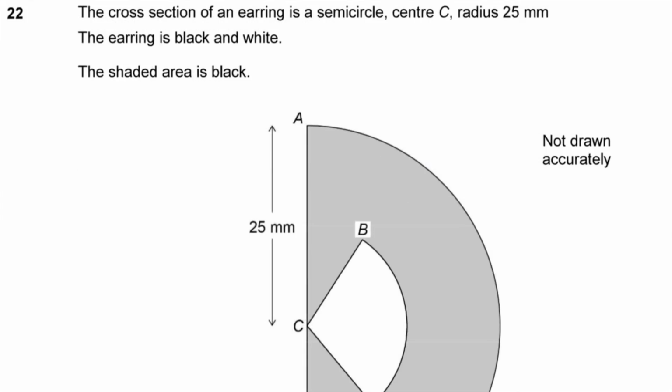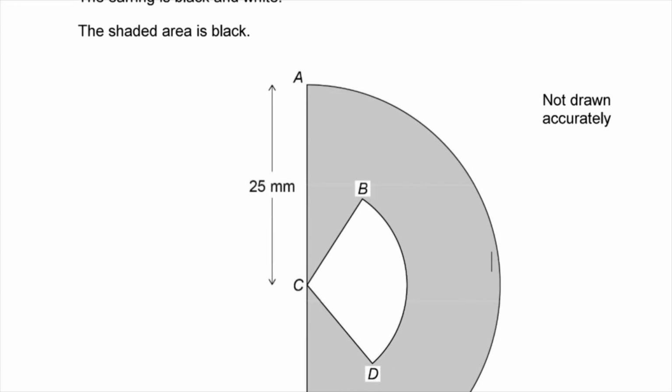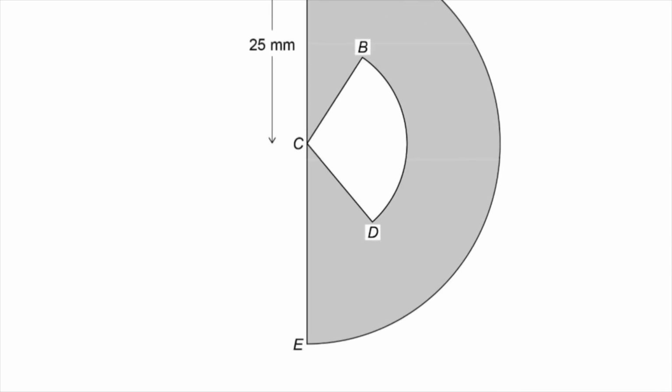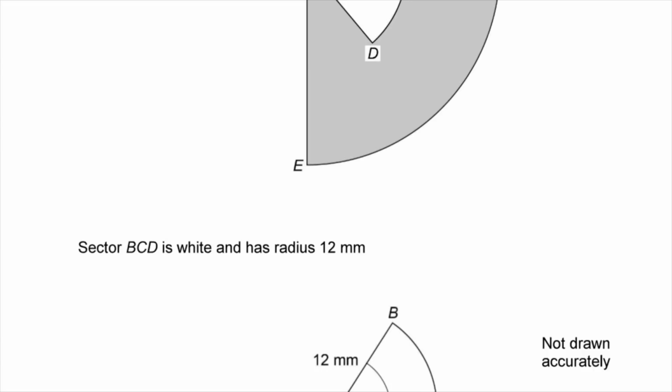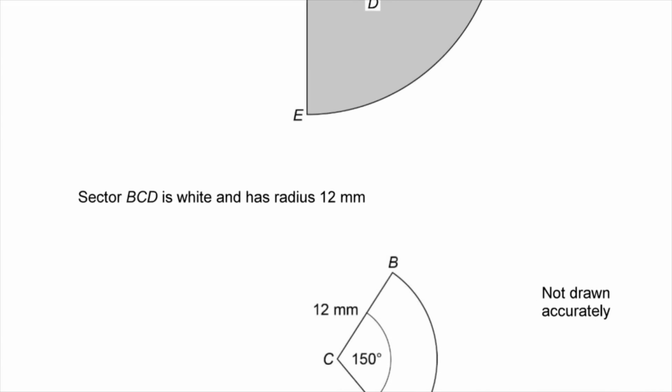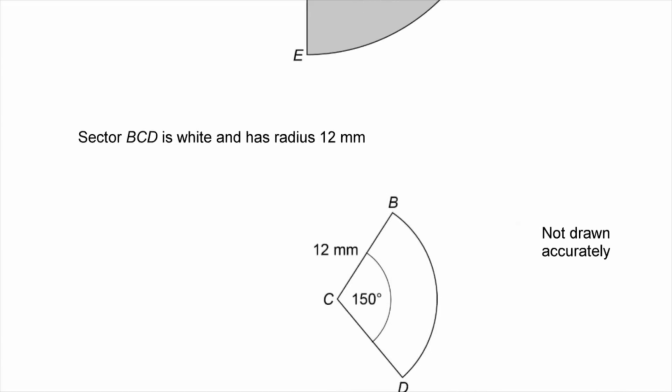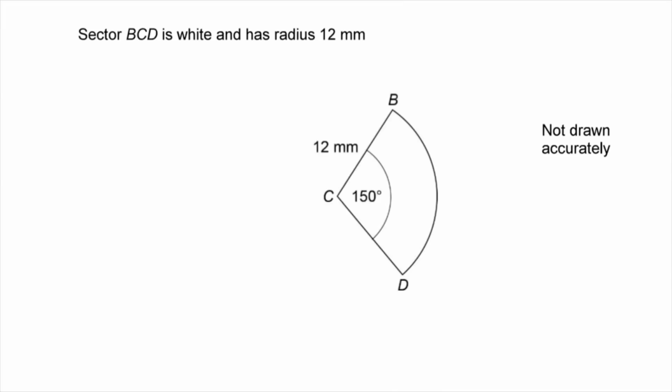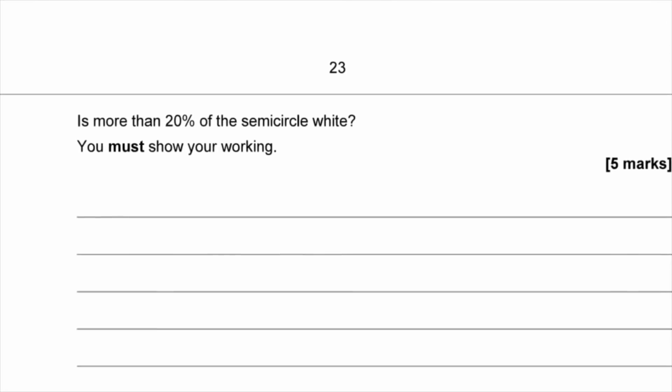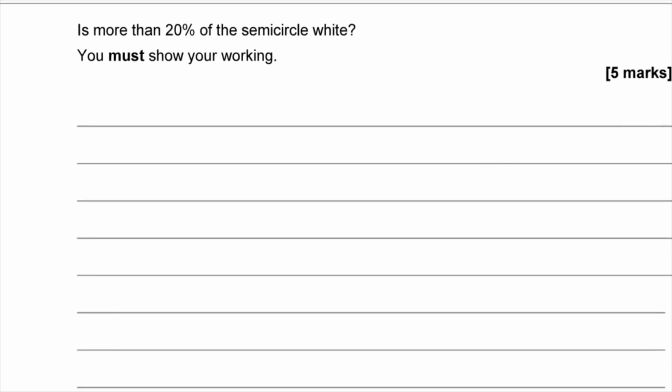Okay. Question 22. The cross-section of an earring is a semicircle centered C, radius 25 millimeters. The earring is black and white. The shaded area is black. So that bit in the middle is not a hole, it's a white bit. The sector BCD is white and has a radius of 12 millimeters. There's the sector. So that's all the information on that page. Is more than 20% of the semicircle white? You must show your working.